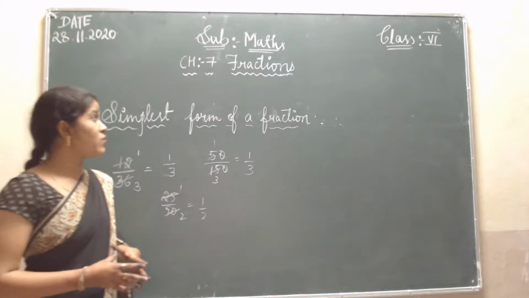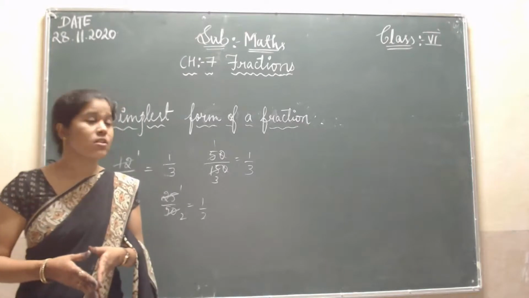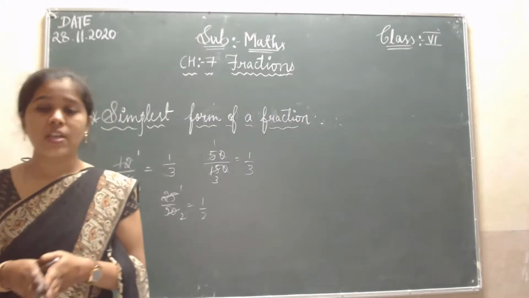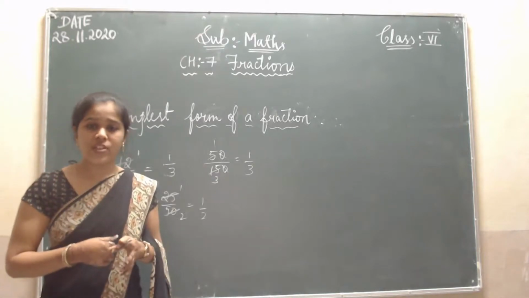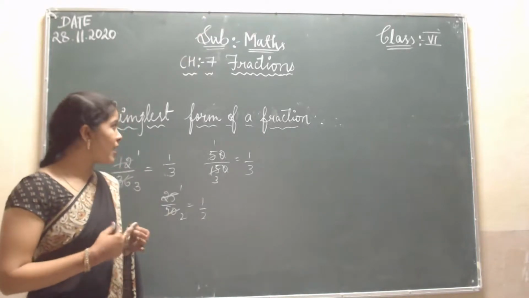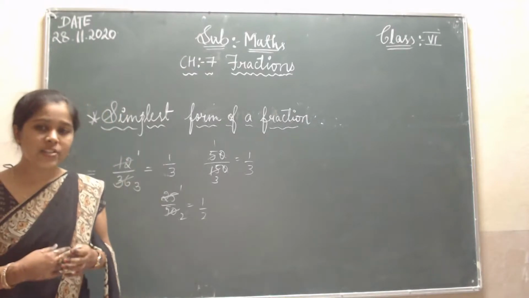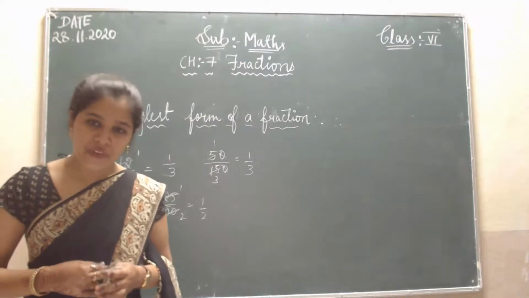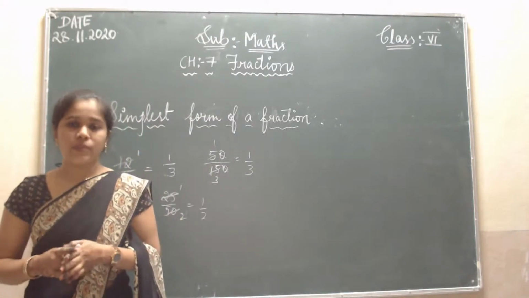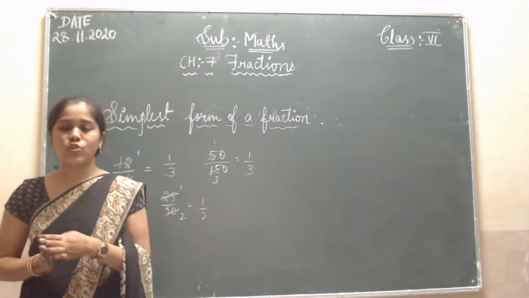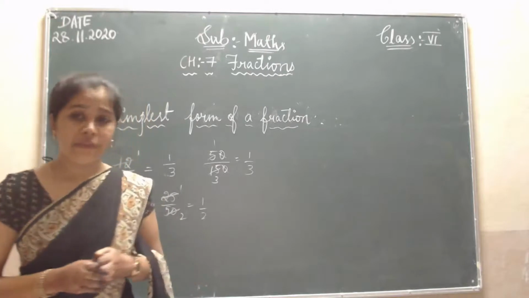We have started a new chapter. We have started second semester, seventh chapter, that is fractions. In fractions, we have studied the definition of fraction, types of fractions, number line on fractions, simplest form of fractions. What is a fraction? A part of a whole is nothing but a fraction. The fraction is of the form p by q, with numerator and denominator. So that is nothing but fractions.